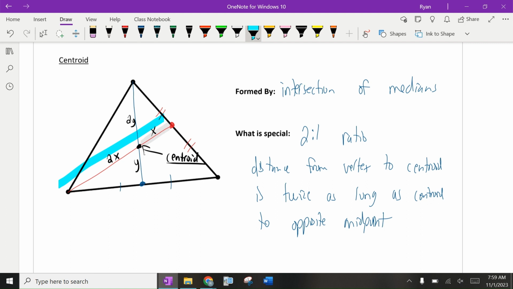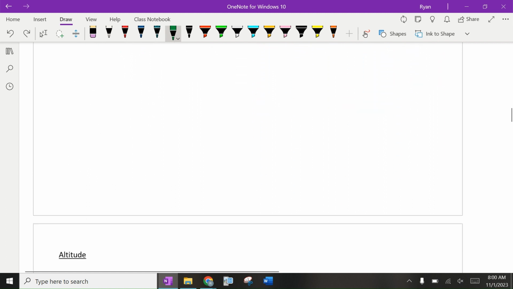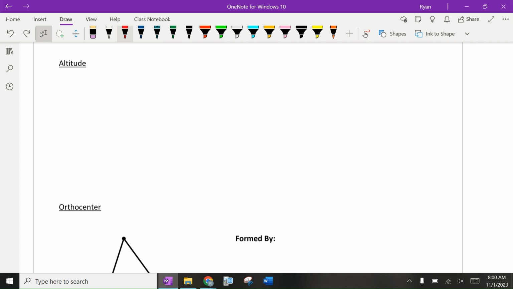Again, depending on what you have, you might not always just use a 2-to-1 ratio. You might use a variation of it because of the 2-to-1 ratio. So there's what we have. And again, I could draw in my third median, starting at this vertex, going to the midpoint of the opposite side, you have another 2-to-1 ratio. So centroid, intersection of medians, we have 2-to-1 ratios.